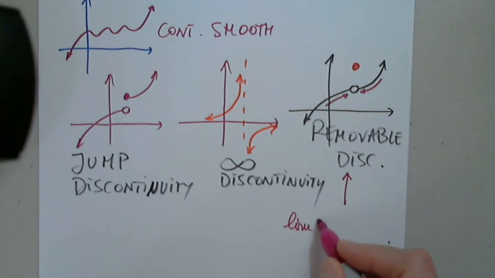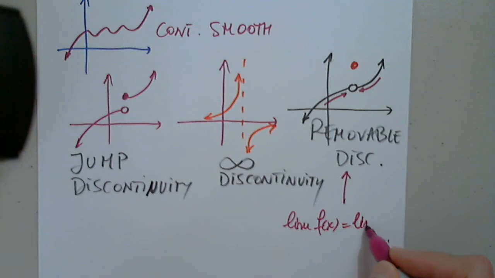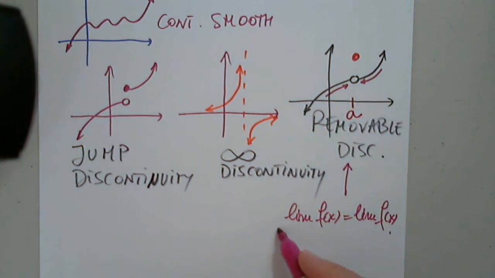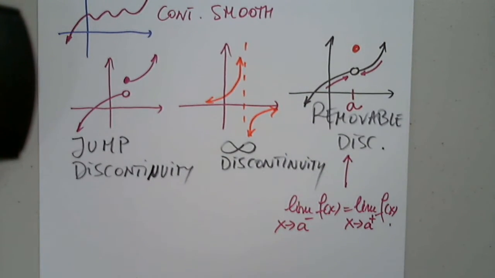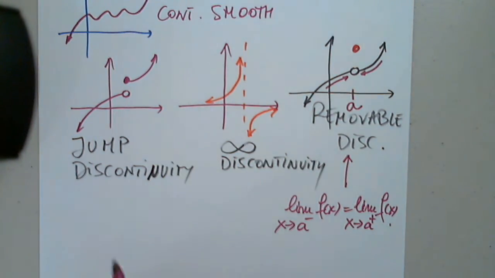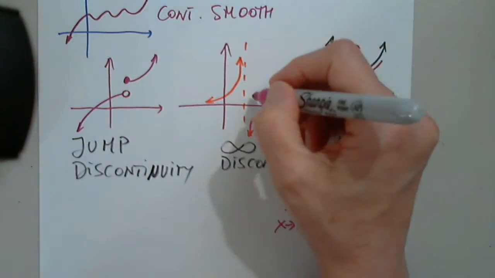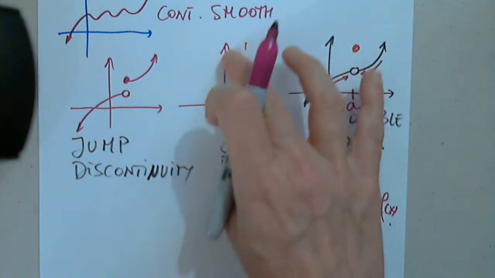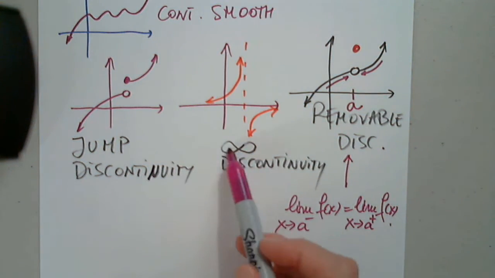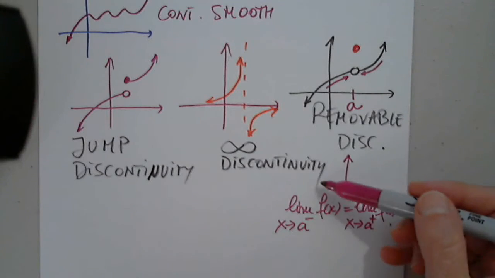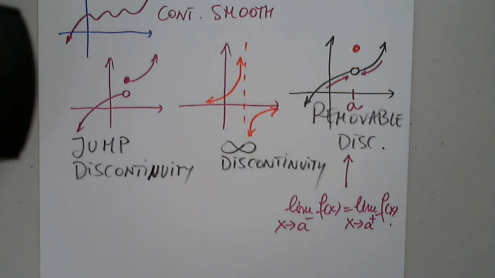The limit from the left of f of x equals the limit from the right of f of x. I'm going to call this a. X approaches a from the left, x approaches a from the right. Here there is no discussion. The right is one thing, the left is a different thing. Even if I have both infinities to the same side, both to infinity or both to negative infinity, it is still an infinite discontinuity or discontinuity of type infinity.